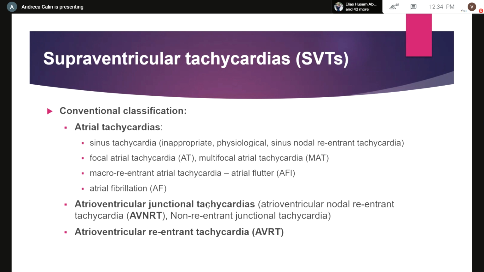Then there are atrioventricular junctional tachycardias, the atrioventricular nodal reentrant tachycardia, and atrioventricular reentrant tachycardia that implies the presence of an accessory pathway. So these two, atrioventricular nodal reentrant tachycardia and atrioventricular reentrant tachycardia, are distinct entities, but they are both supraventricular tachycardias.